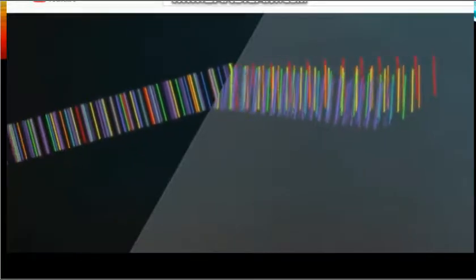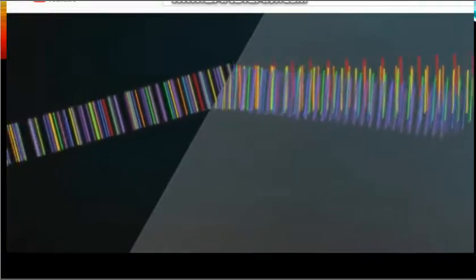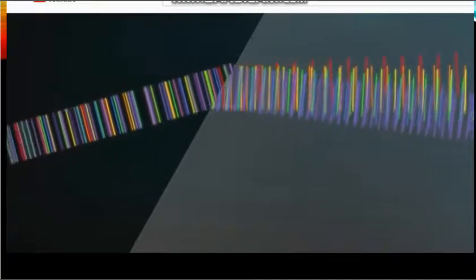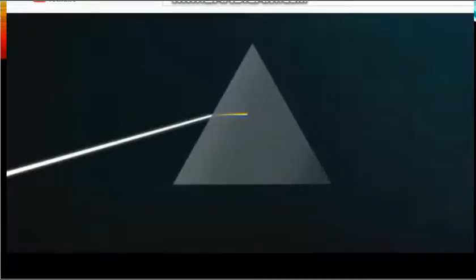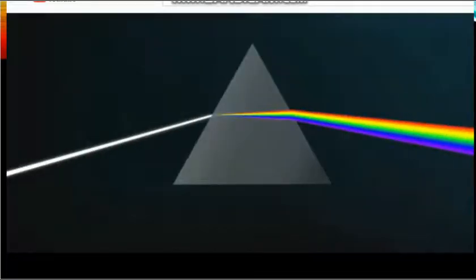All the other colours get bent somewhere in between. So the colours get separated when they first enter the glass on an angle, and they spread out even more when they speed up on an angle as they leave. The reason the different colours slow down different amounts in glass is because they've got different wavelengths.